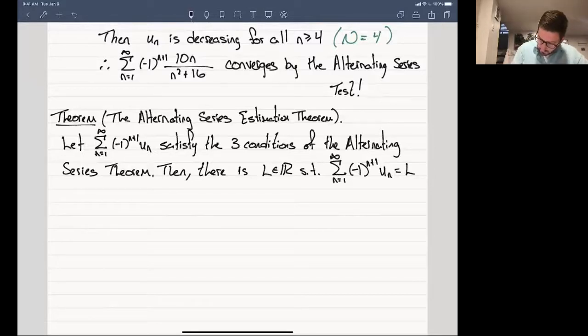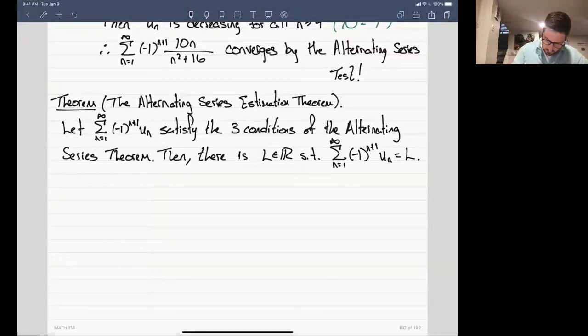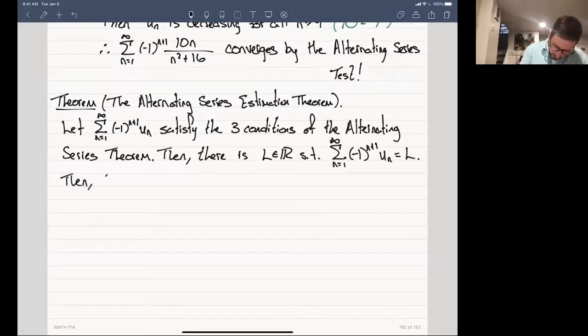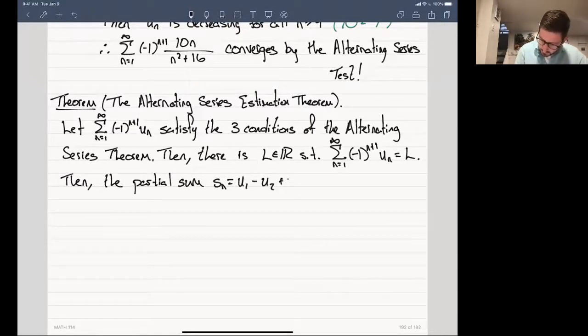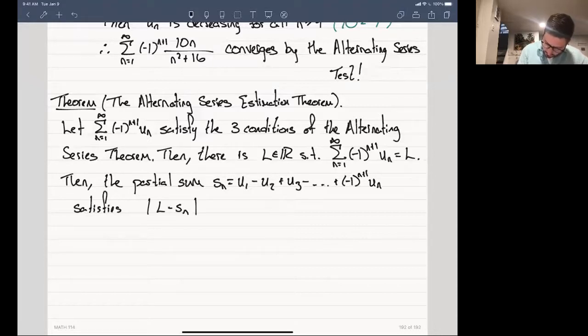And then the partial sum Sn, which is adding up the first n terms. Remember, we talked about this way back at the beginning when we started talking about series. Minus 1 to the n plus 1 un satisfies L minus Sn in absolute value is less than un plus 1. Sorry, let's make that less than more prominent.